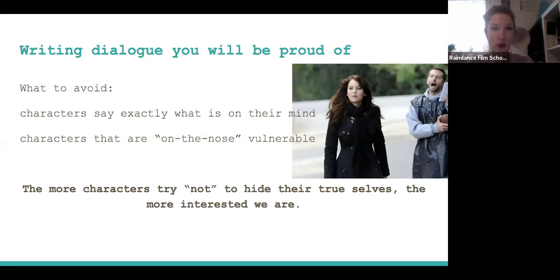People don't show their vulnerability. They will do everything to not show that vulnerability, and that's why there must be some kind of protection shield. And when the vulnerability flickers through, that's what makes the dialogue and the scene really, really strong.